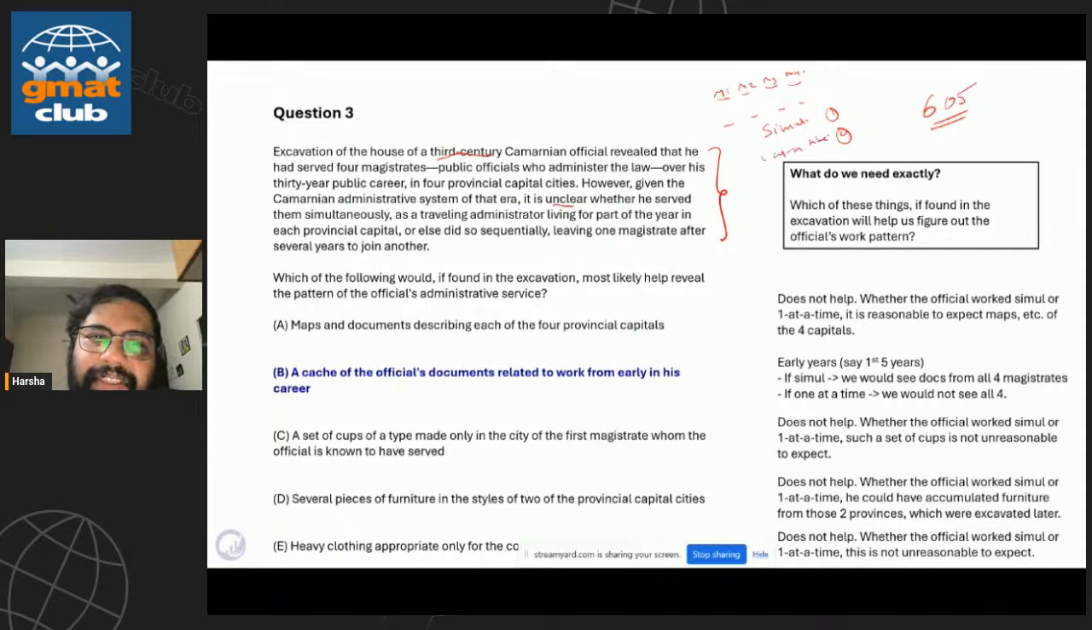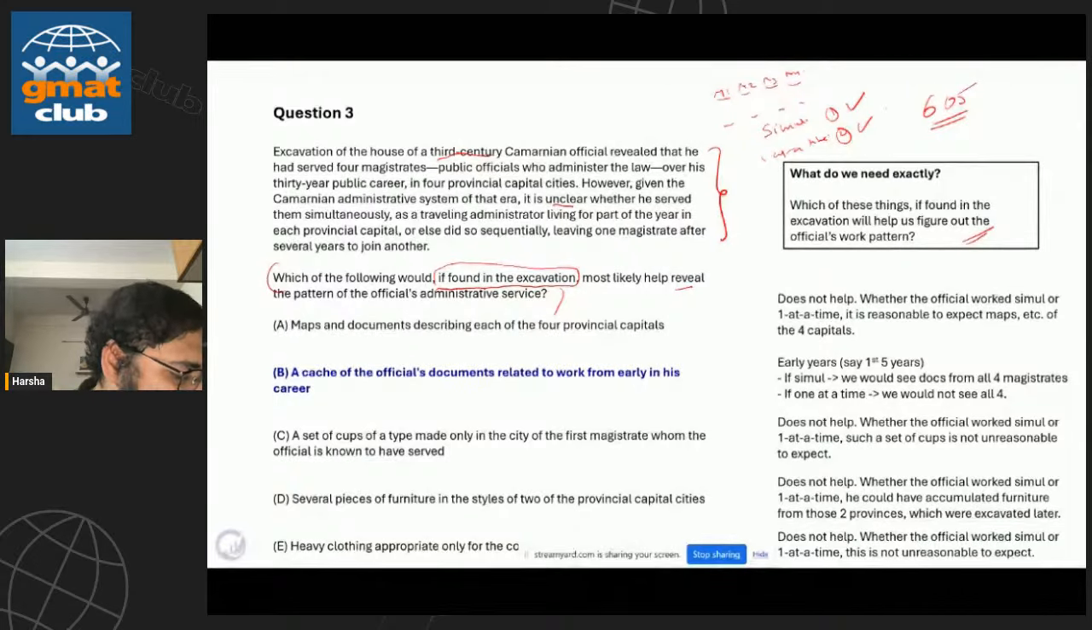The question is asking us, and it's very interesting the way the question is phrased: which of the following, if found in the excavation — so assume that whatever choice you're dealing with is actually found in the excavation — is most likely to help you reveal the pattern. And what do we mean by pattern? Did he work simultaneously or did he work one at a time? So which of these choices will help us figure out that pattern?